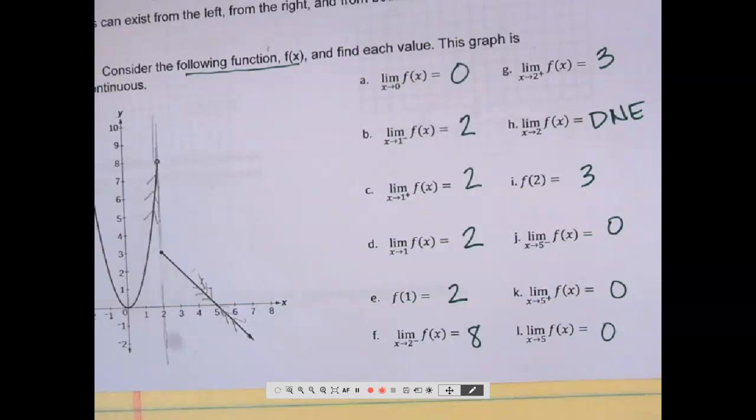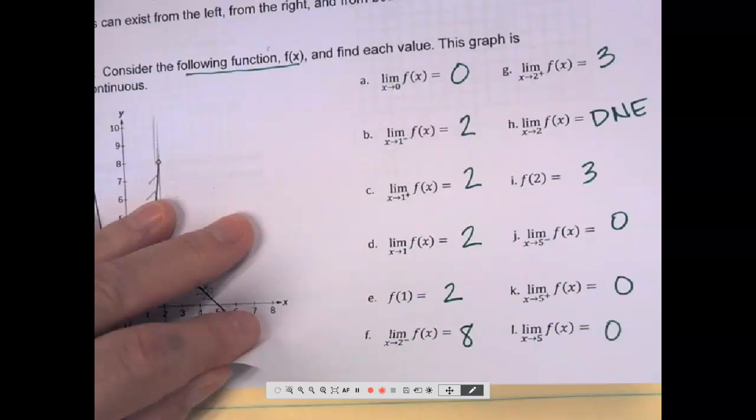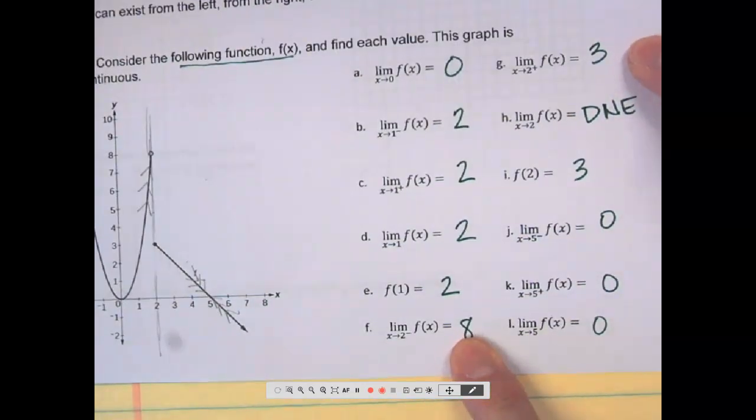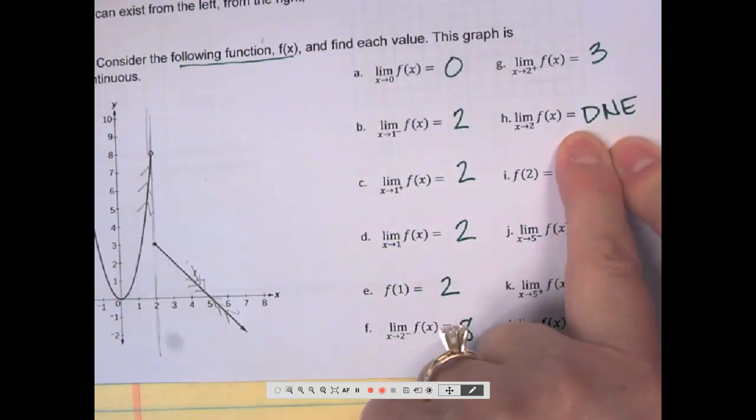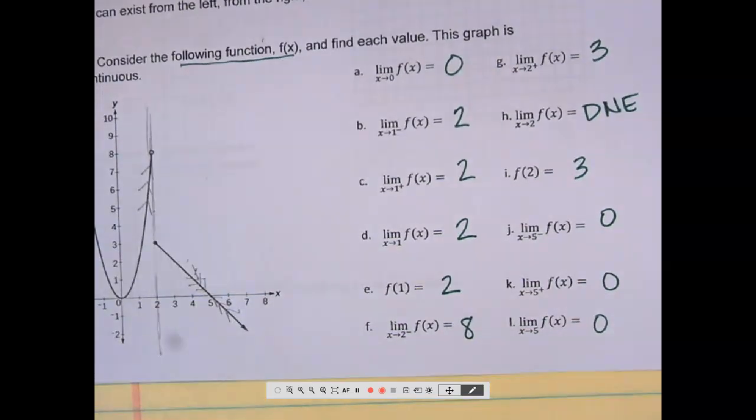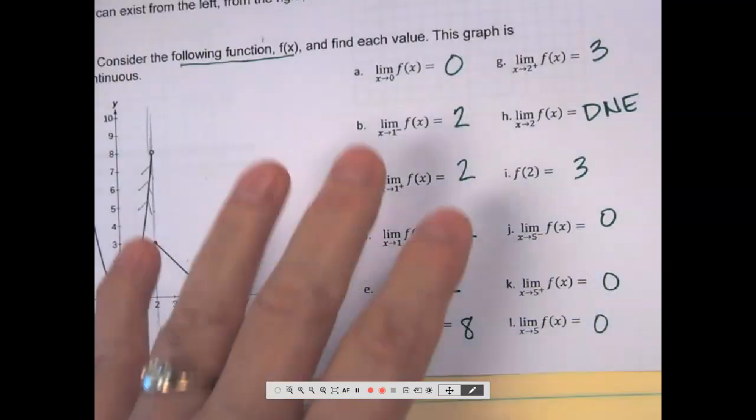Who has a question? You can have two different limits if you're examining from the left and from the right, but if the limit exists, you can't have two. When the limits are not the same from the left and right, then the limit doesn't exist. If they're the same, then the limit exists, and it's that one number. You can have them from the left, you can have them from the right, but to have them from both, they have to agree. Okay?